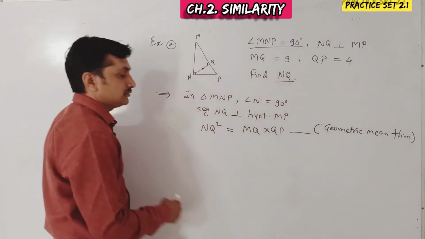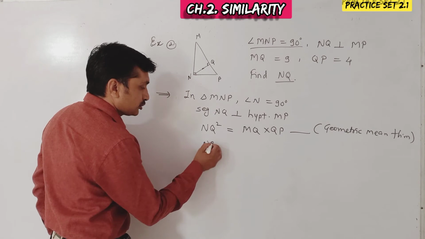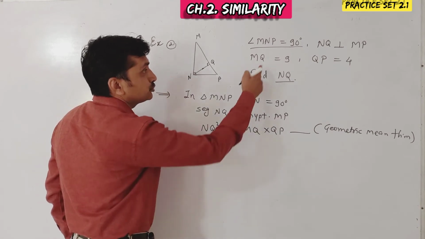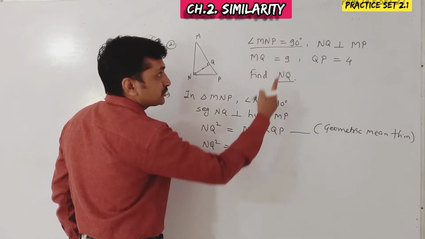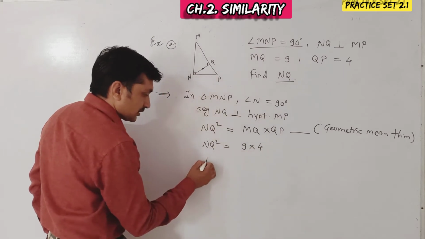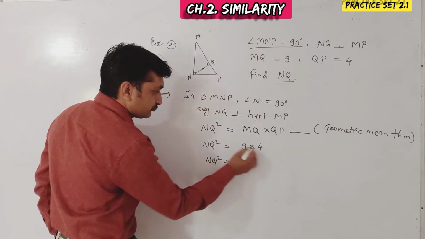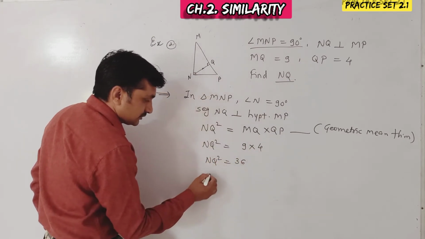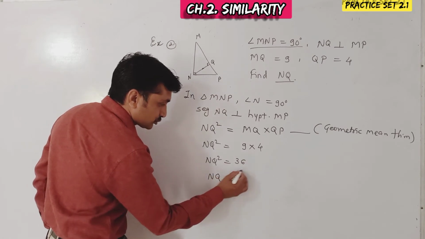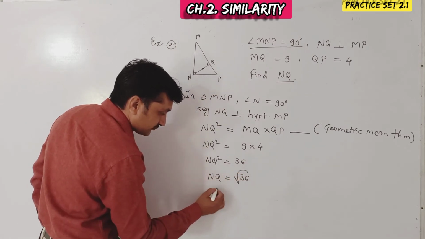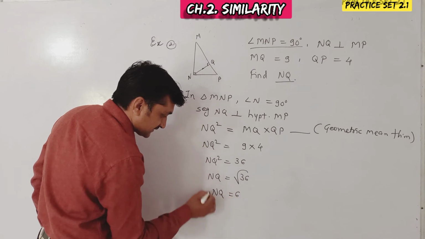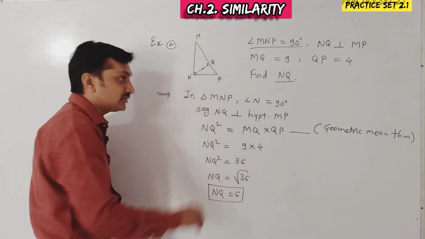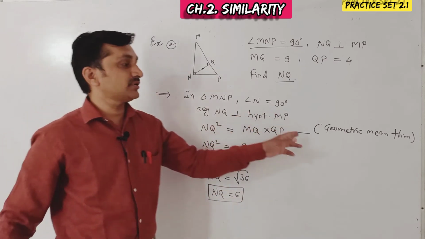Now put values here. NQ square is equal to MQ 9 multiplied by QP 4. NQ square is equal to 9 4s are 36. Therefore NQ is equal to square root of 36, and we get the value here of NQ, that is 6. In this way we solved this example by the geometric mean theorem.